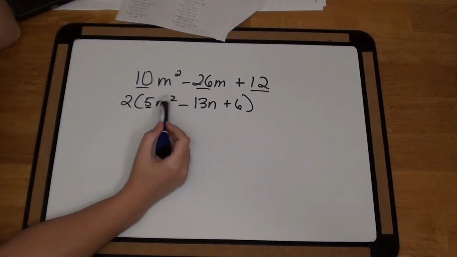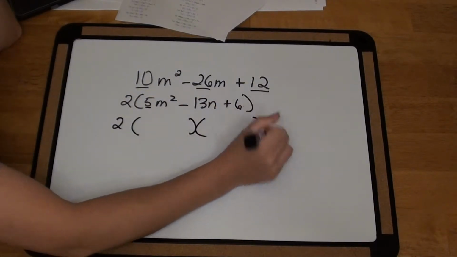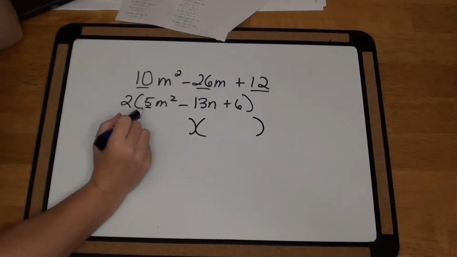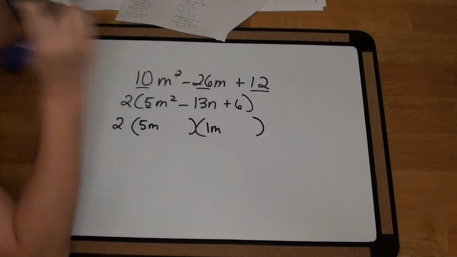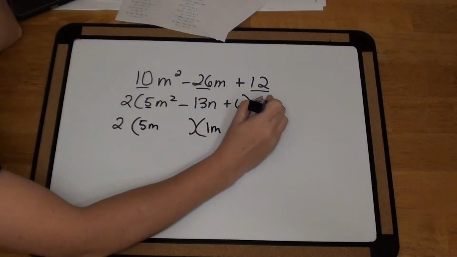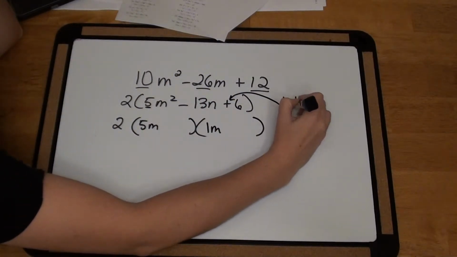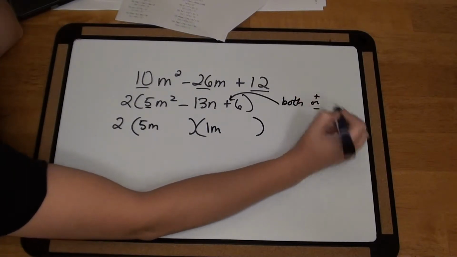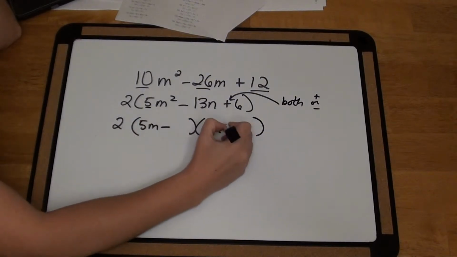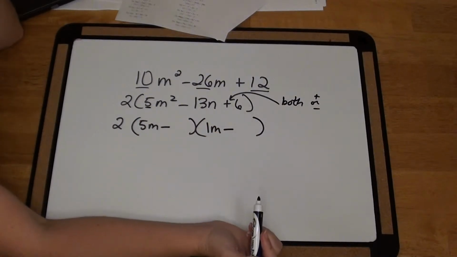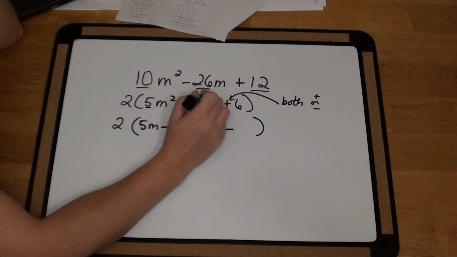So when I look at this, I need factors of... what I know is that 5 can only break down into 5 and 1. It can't break down into anything else. So I know it's going to be 5m and a 1m. The other thing I know is that this is positive. And what does it mean when this last part is positive? They're either both positive or both negative, one or the other. Well, I look here. This is negative, so they're both going to be negative. Now 6 can be broken up many ways, but what we know is that our middle term's got to be 13.